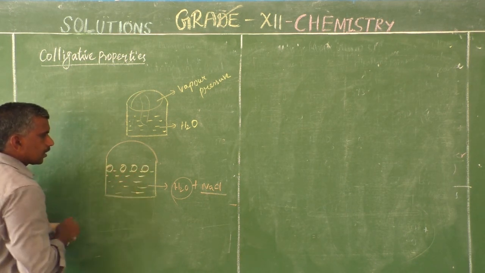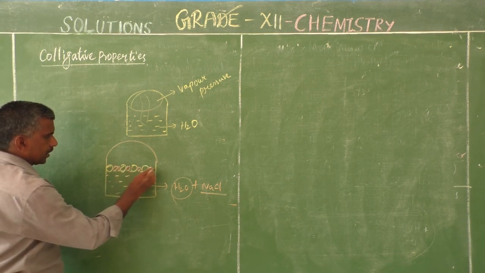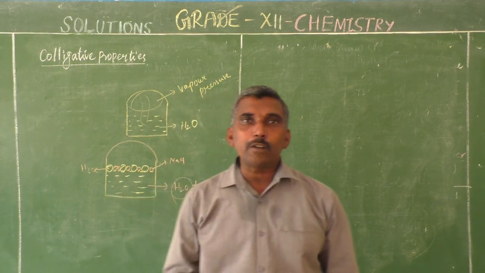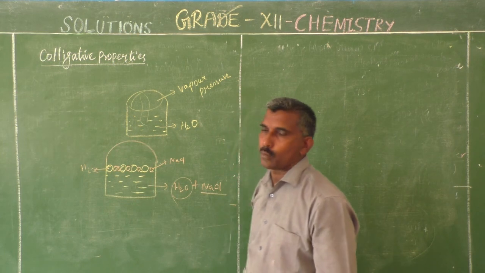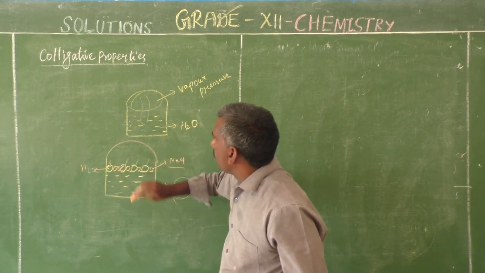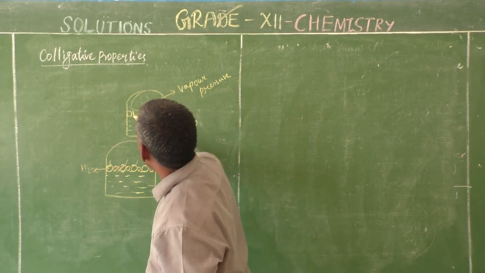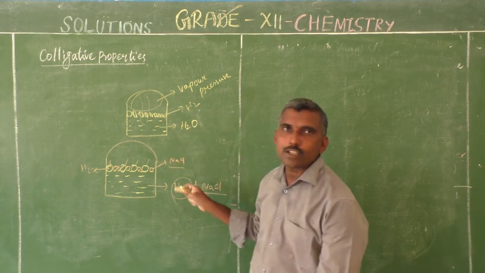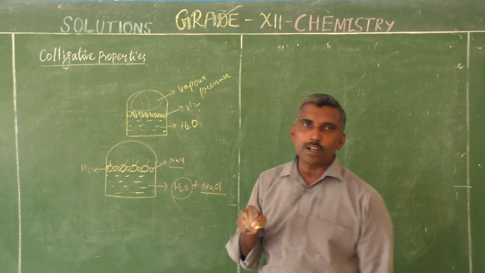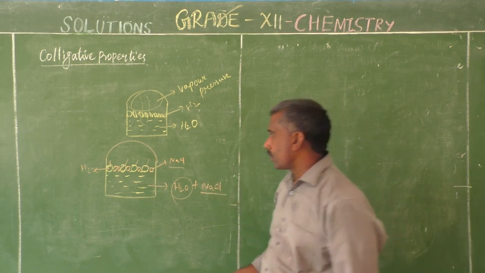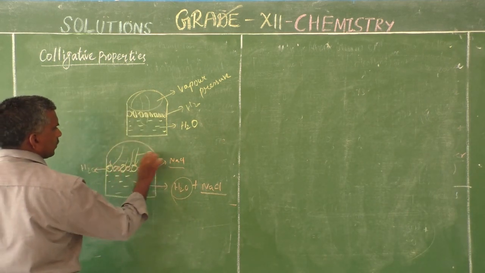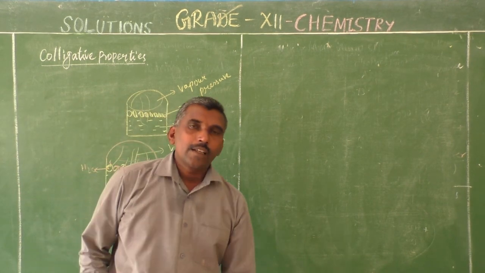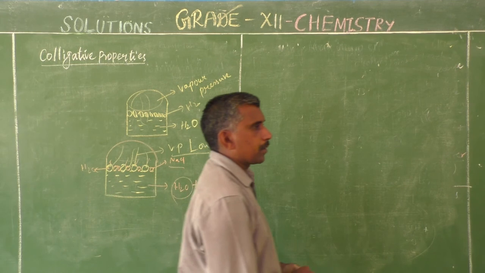In the water solvent, solute molecules are present. At the surface area, the number of solvent molecules is reduced by the NaCl solute molecules occupying it. So here the number of molecules is 1, 2, 3, 4, but here it is maximum, 1 to 10, only water molecules. When a non-volatile solute is added, the number of water molecules at the surface is reduced by sodium chloride. So the vapor pressure is lower.